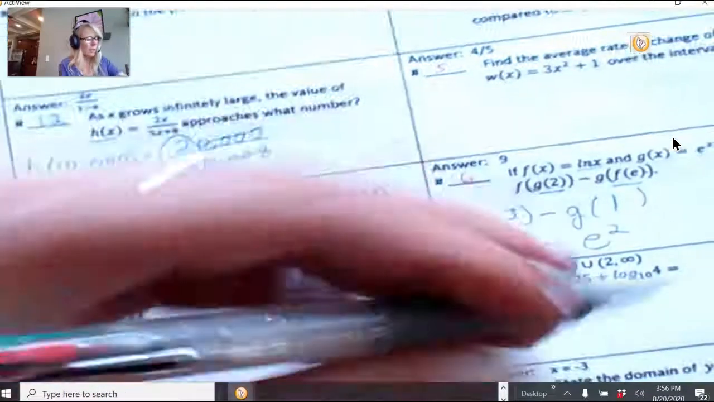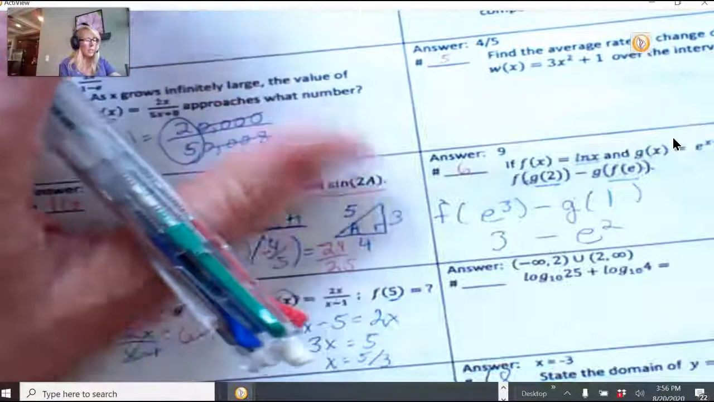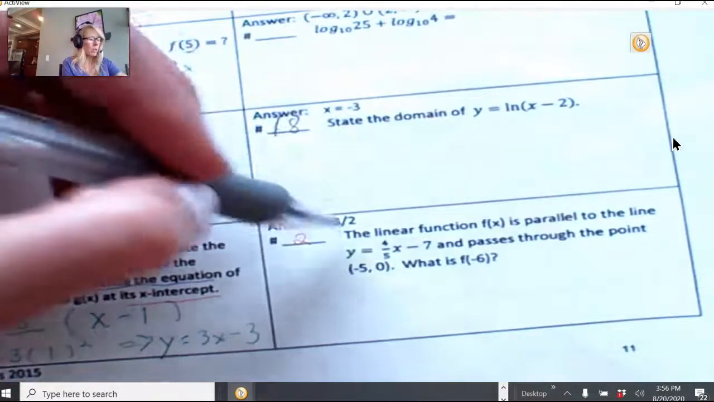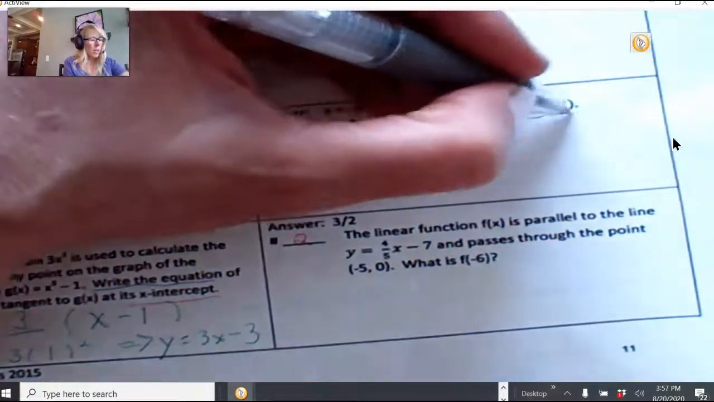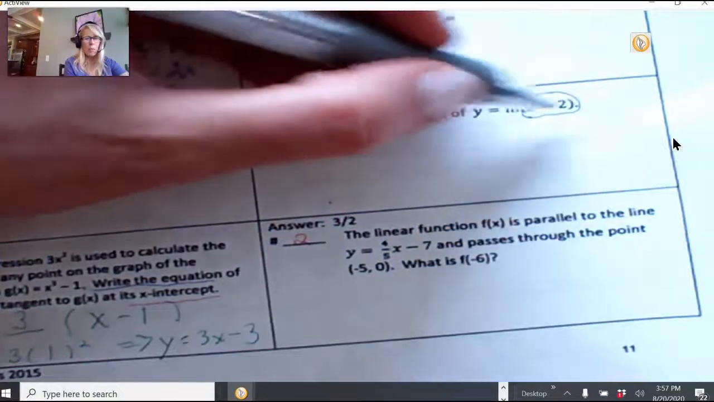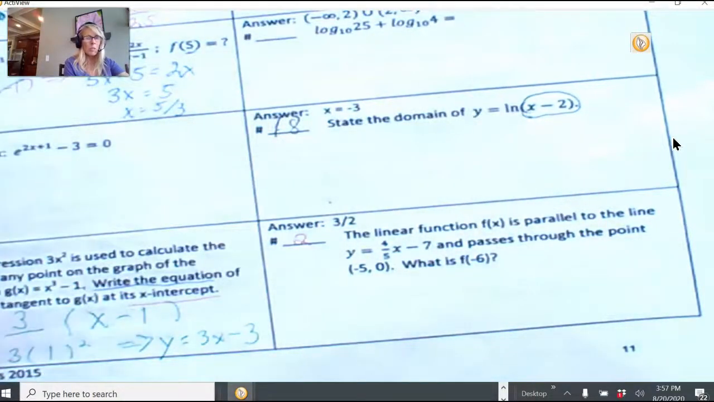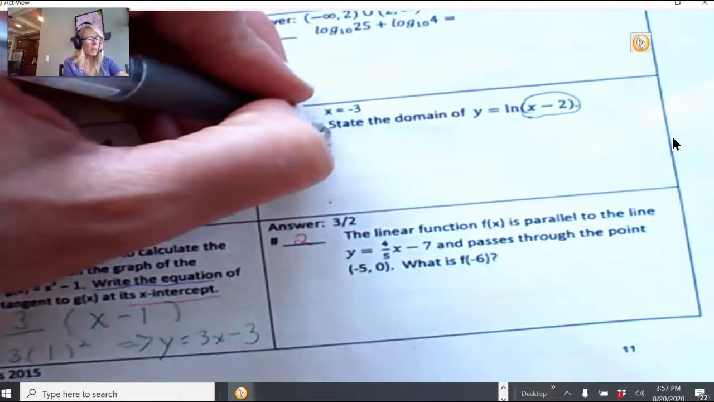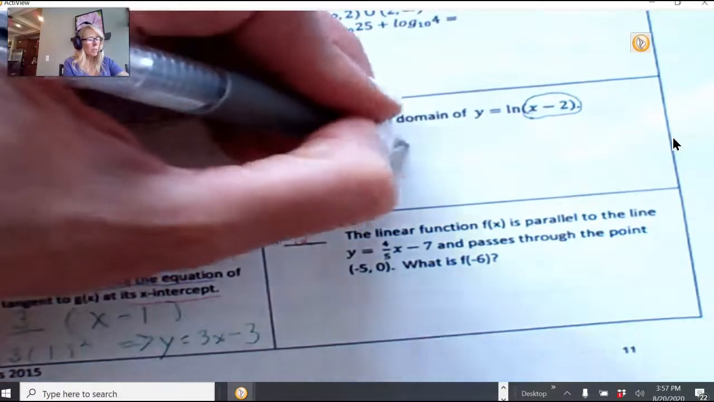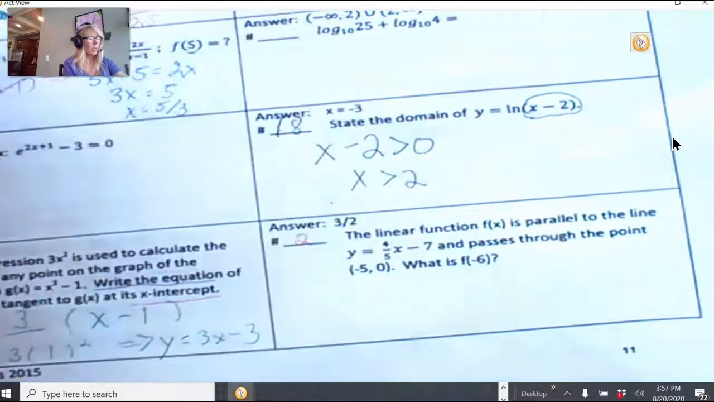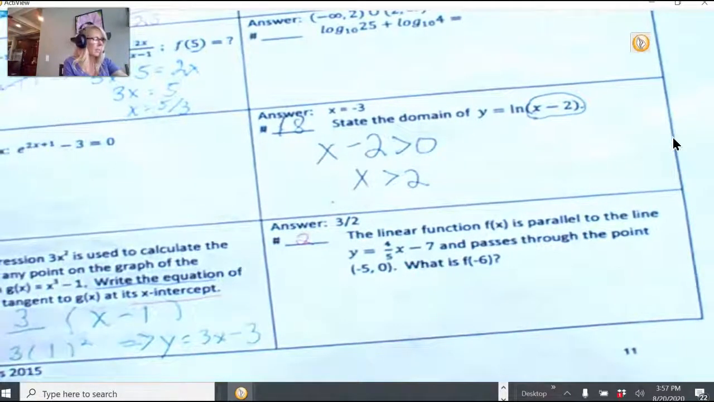Here it is over on the other side. So this will be number 18. Hey, this goes into what I just talked about. Remember, your natural log of what you have here has to be greater than 0. Not greater than or equal to, but greater than 0. So when it says state the domain, I simply have to take x minus 2 and make it greater than 0. So x is now greater than 2. There is my domain. That was quick and easy, right? That was number 18.